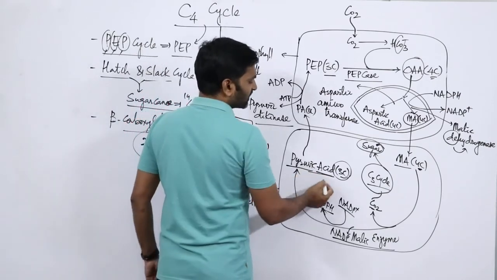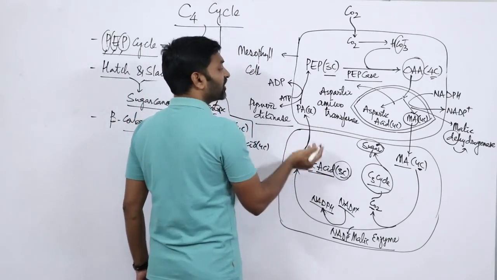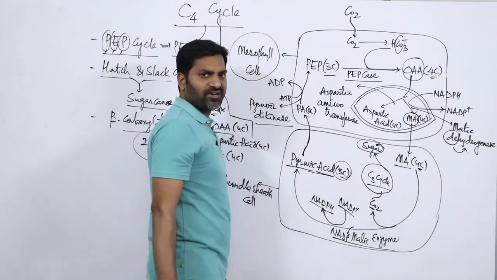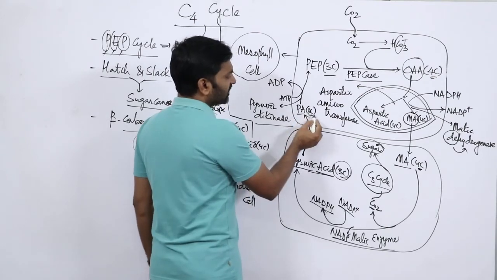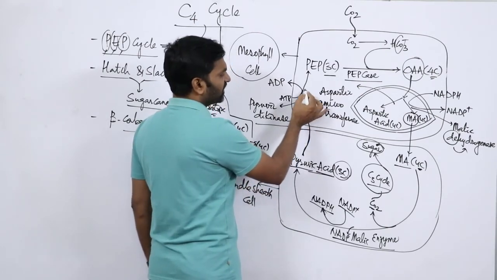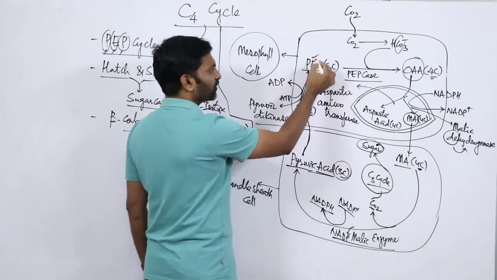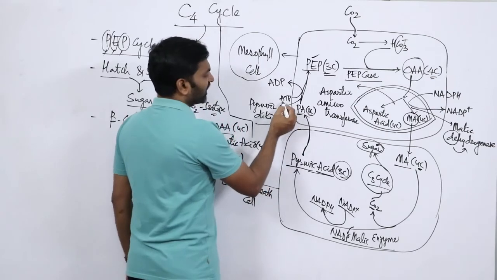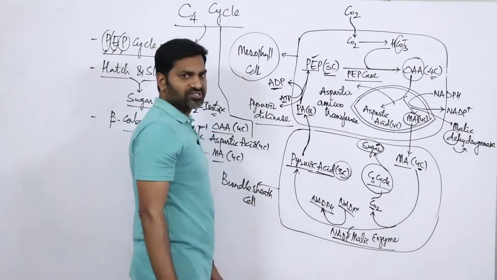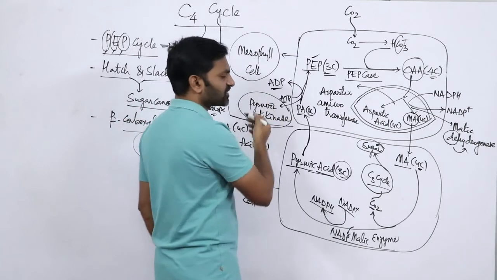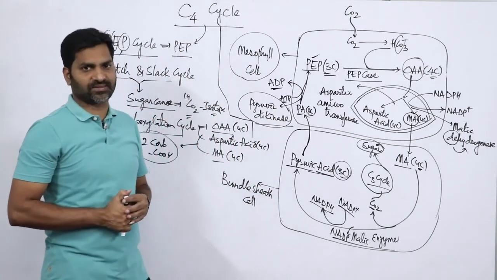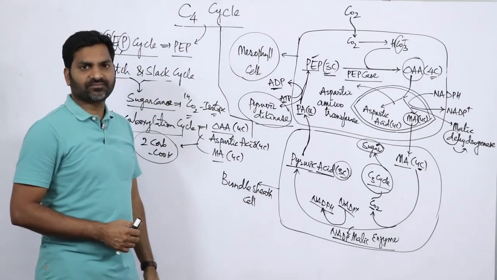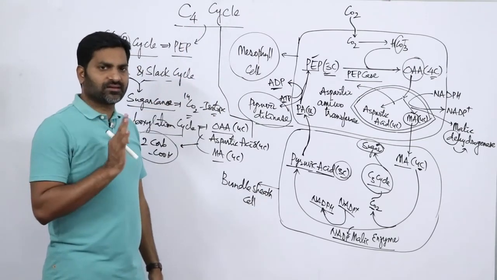Now this pyruvic acid again enters back into the mesophyll cell, that is the cytoplasm of mesophyll cell. Now this is a 3 carbon compound. Pyruvic acid is converted again into a 3 carbon compound, that is phosphoenol pyruvate. So in this conversion ATP is converted into ADP and phosphate. This reaction is catalyzed by pyruvic dikinase. So this is all about the C4 cycle. Clear? So this is the C4 cycle.